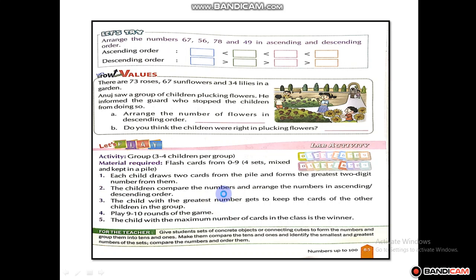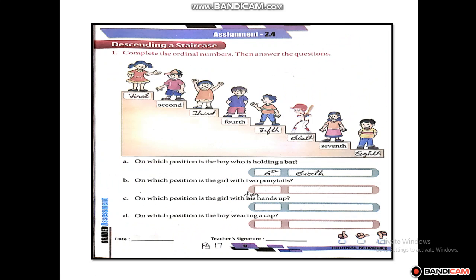Okay, come to next. This is the page of mental maths. Mental maths, power mental maths. And if I say book, that is maths book. Clear? Maths book. And this is power mental maths. Clear? Okay. Assignment 2.4. Now, descending a staircase.